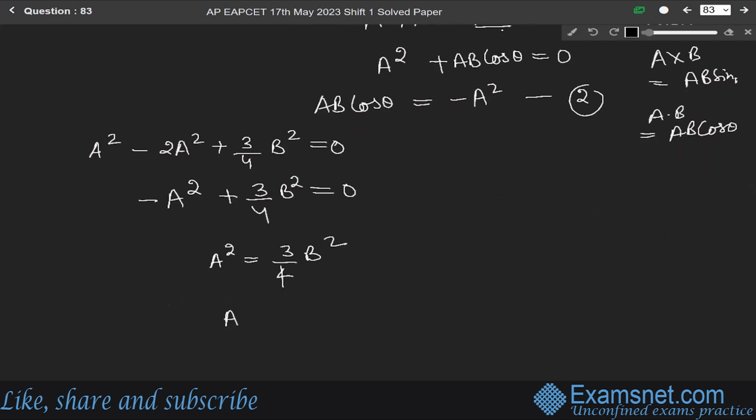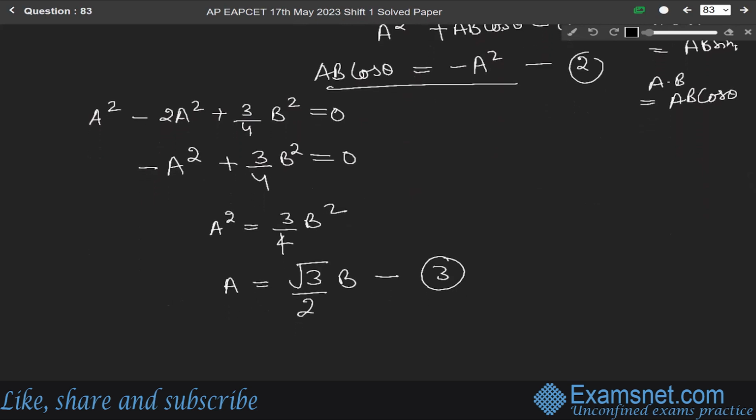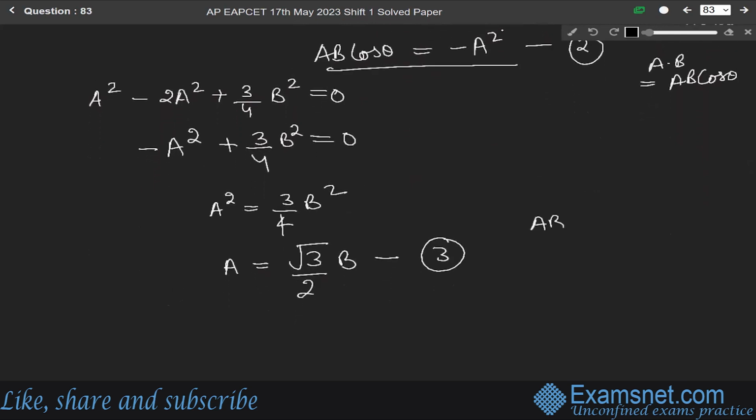From here, A will be equal to root 3 by 2 B. Let us say this is equation 3. Now from equation second, we can write AB cos theta equals minus of A square, which means this power cancels this. So we can write B cos theta will be equal to minus of A. Let us say this is equation 4.